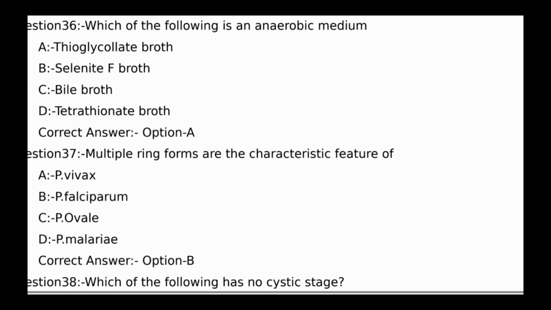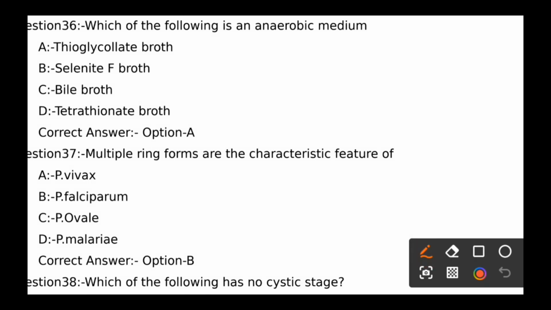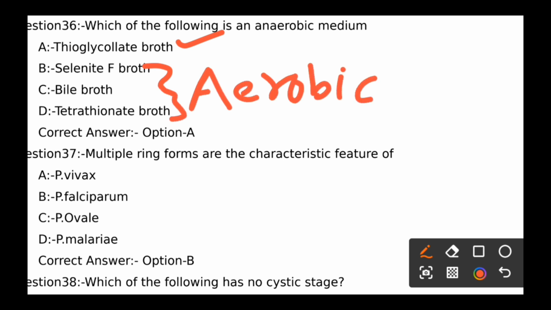Next one. Which of the following is an anaerobic medium? Option A thioglycolate broth, option B selenite F broth, option C bile broth, option D tetrathionate broth. Right answer option A thioglycolate broth. Selenite F broth, bile broth and tetrathionate broth are aerobic culture media.